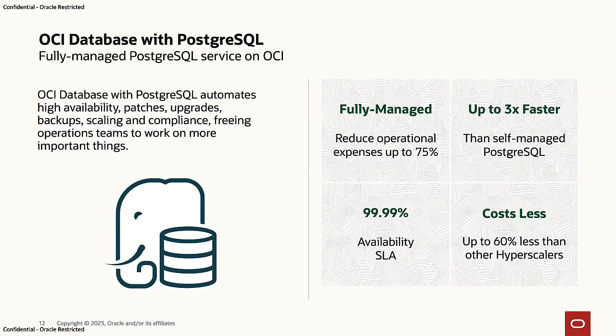The way it's built at OCI can run 3 times faster than self-managed, so there's also a performance benefit. We back up our offering with a 4 nines availability SLA, so you can be confident that your application will stay up. And then on apples to apples configurations, we also cost less, up to 60% than other hyperscalers. So we'll talk about all of these a little bit more in detail. But overall, a managed solution is just going to save you time and money so you can focus on building the features your customers care about.